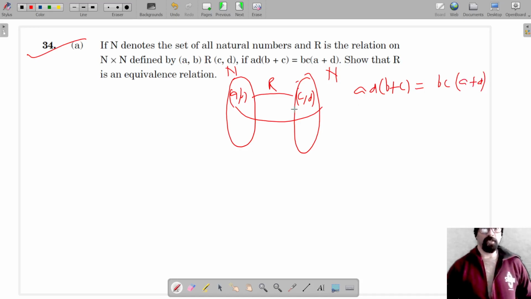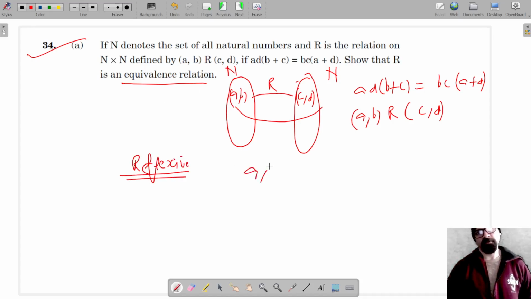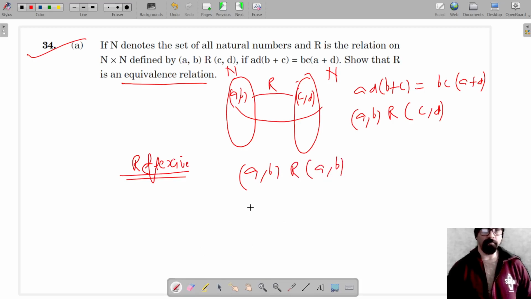So then we can say that (A, B) is in relation with (C, D). Now let's check it for the equivalence relation. For that, let's check whether it's reflexive or not. For reflexive, we have to check whether (A, A) is in relation with itself or not. So I'm going to check the relation of (A, B) with (A, B).